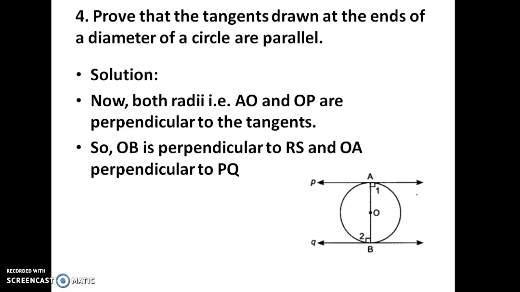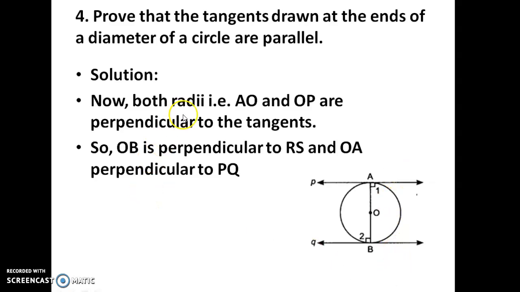Then fourth problem: prove that the tangents drawn at the ends of a diameter of a circle are parallel. Okay, so this is the circle, and this is the diameter of the circle. Two tangents are drawn at the ends of the diameter. We have to show that these two tangents are parallel.